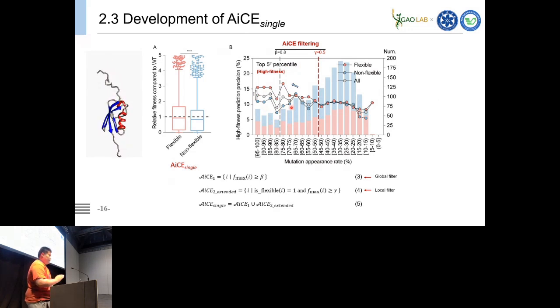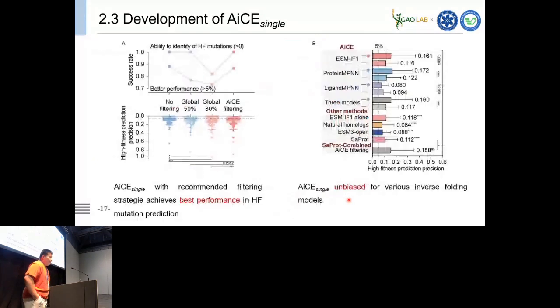For positions, we use a strict threshold, but for the flexible regions, we relaxed it. We next compared different filtering strategies and found that ACE single always had the highest precision. Using 60 deep mutational scanning datasets, we also benchmarked against other tools like ESM-3 Open, like Supervised and others. ACE single did better than the others.